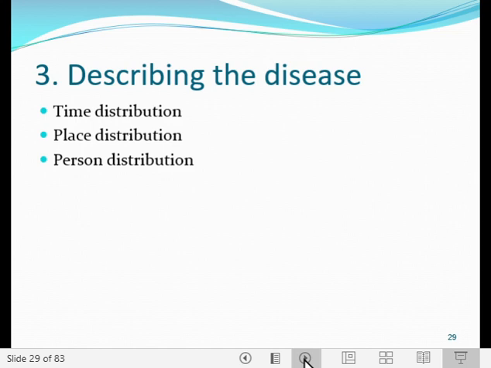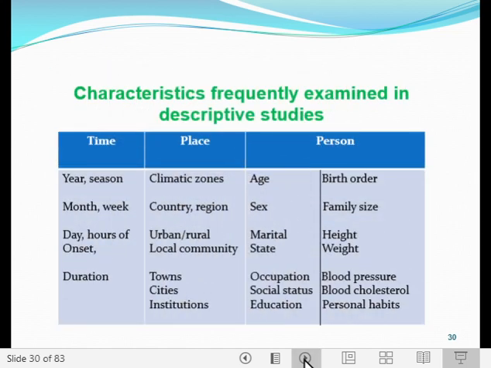Then next you need to describe the disease by time, place and person. We come to each of the headings in detail. So, time will be year or season, month or week, day or hours of onset or duration. Place is according to climatic zones, country, region, urban, rural, town, cities or institution. Person will be age, sex, marital status, occupation, social status, education, family size, height, weight, blood pressure, blood cholesterol, personal habits.